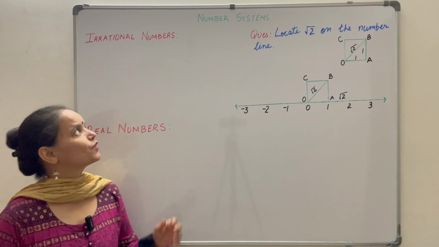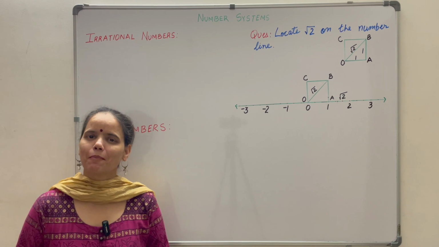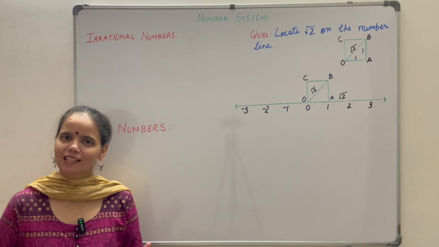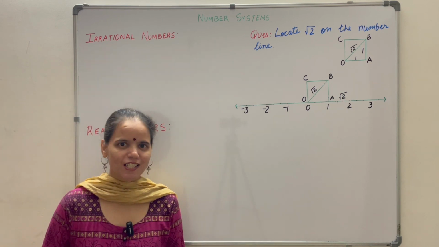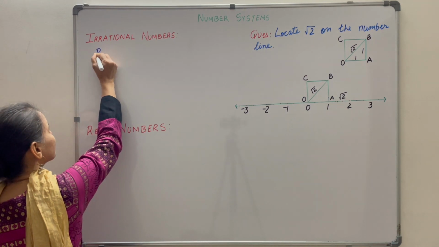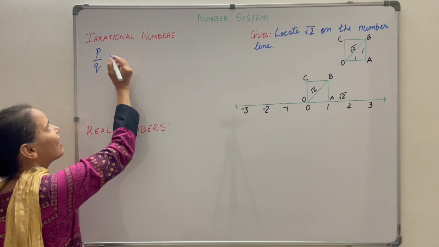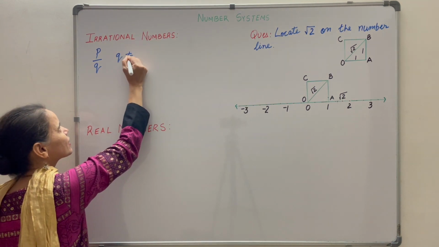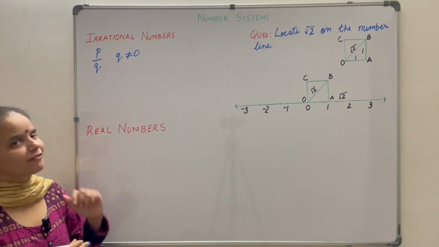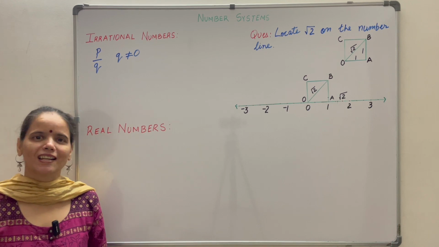Let us now discuss what are irrational numbers. The definition is very simple. Numbers which are not rational numbers are called irrational numbers. Let us quickly recall the definition of rational numbers. Rational numbers are the numbers which can be written in the form of P upon Q, where P and Q are integers and Q is not equal to 0. All the numbers which satisfy this definition are called rational numbers, otherwise they are irrational numbers.